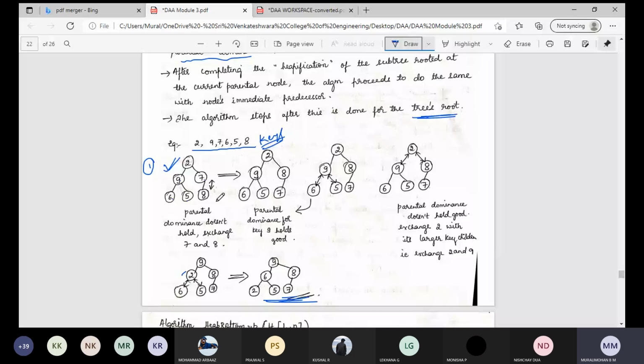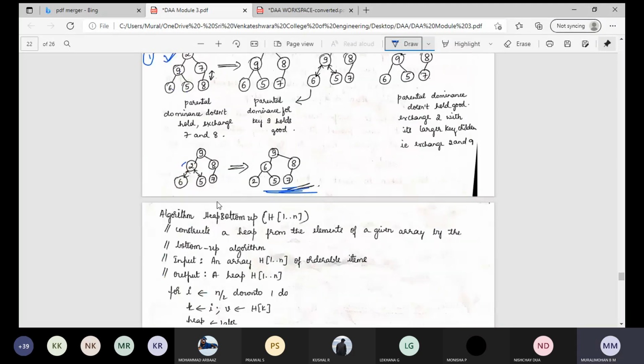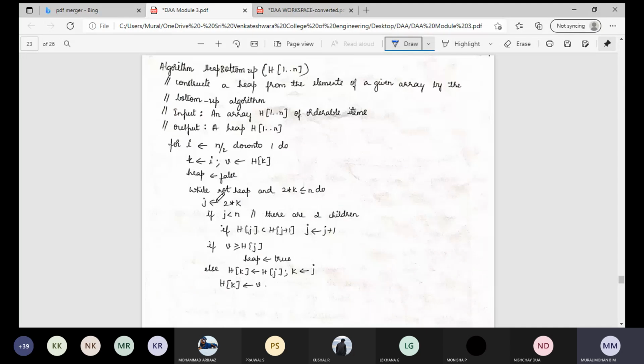Okay, now I will just go through this algorithm. The algorithm for the heap bottom-up approach, right? The input is an array of keys. An array of keys is given, right? So for i equals n by 2.